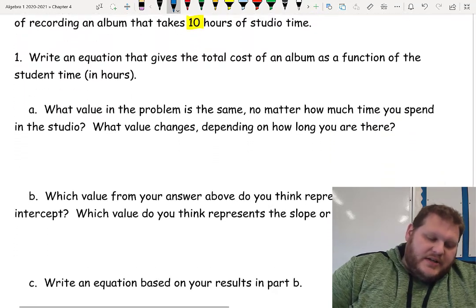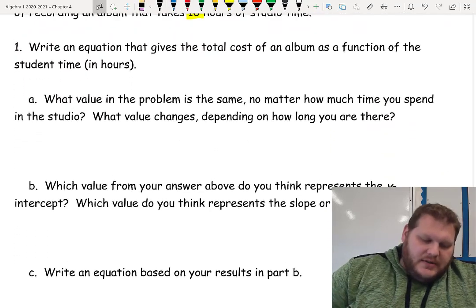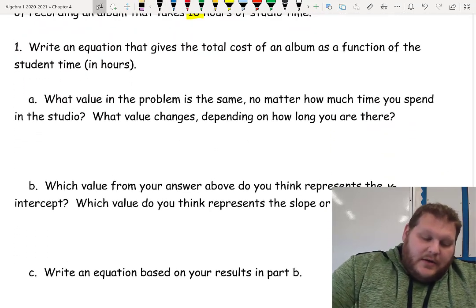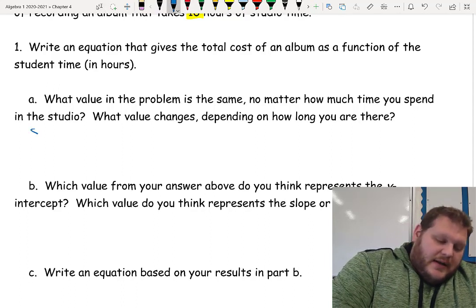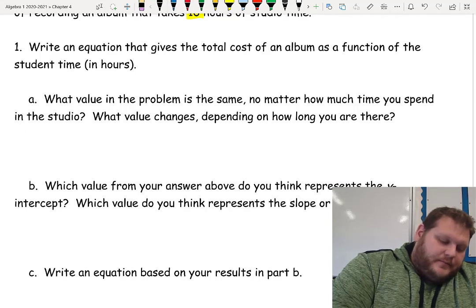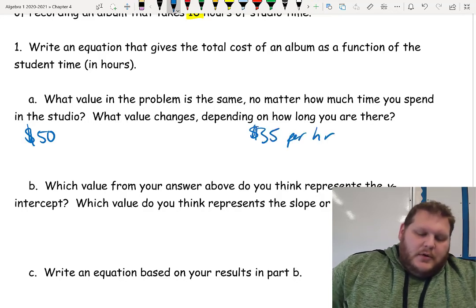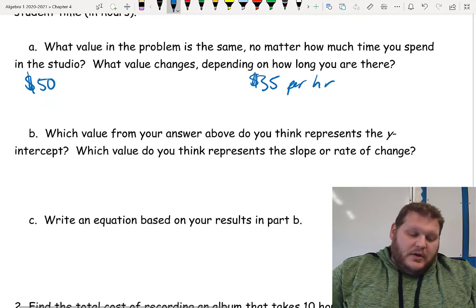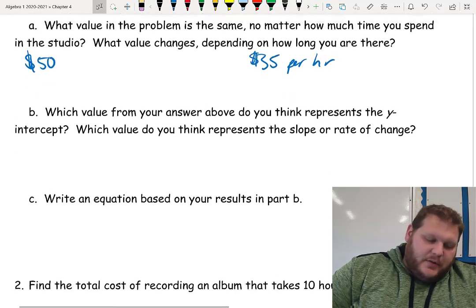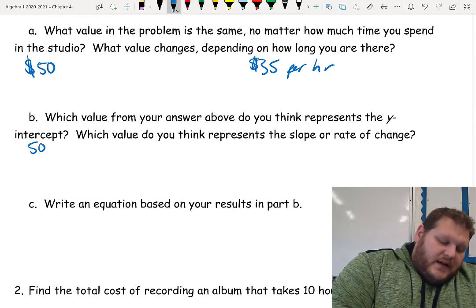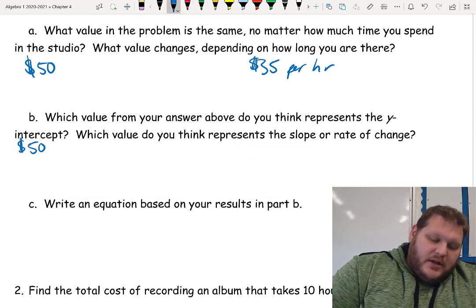So just some leading questions here. What value in the problem stays the same no matter how much time you spend at the studio? That's that $50 studio fee. What value changes depending on how long you're there? $35 per hour. Which one do you think is the y-intercept? It's going to be the $50 because that's the starting one. The slope is the rate of change. We know that's the $35 per hour.